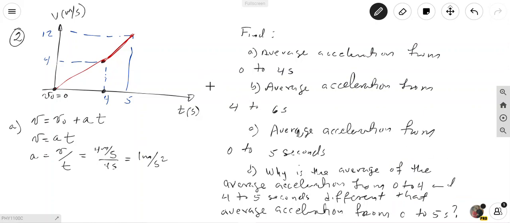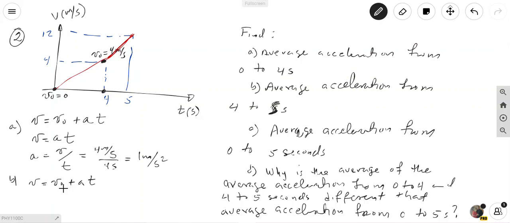Now, they ask what is the average acceleration from 4 to 5 seconds. We're going to do exactly the same thing, but now the initial velocity is different from 0 in this interval. We have an initial velocity of 4 meters per second. So, using the same formula, velocity equals the initial velocity plus acceleration times time.